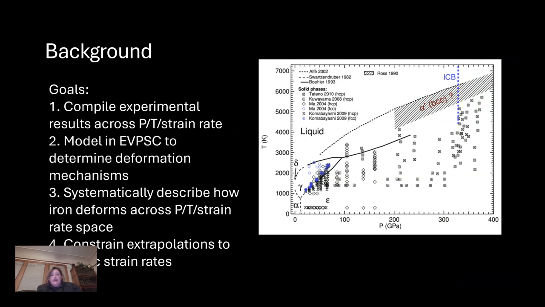For instance, if we change the temperature by X degrees, what will this do to the deformation mechanism? And the fourth goal is to constrain extrapolations to geologic strain rates. For instance, if I want to know what happens to iron deforming in the inner core, I'd have to extrapolate to extremely slow strain rates and extremely high temperatures and pressures. So it would be good to constrain those extrapolations.